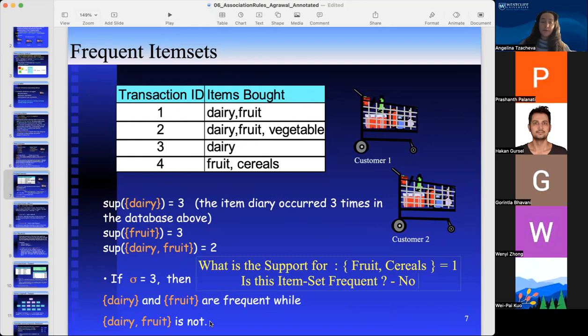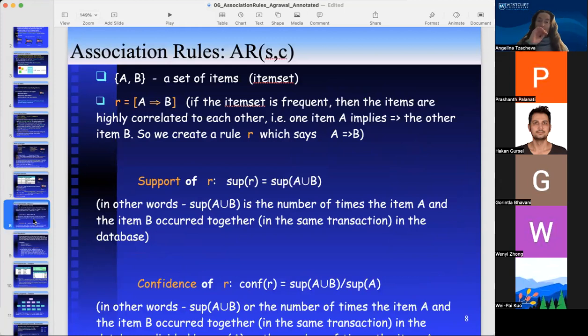So that is not frequent, because its support is equal to 2, and we would like it to be 3 or higher to be considered frequent. So this is very simply how we look for frequent item sets. So let's see how this algorithm works on a transactional database.